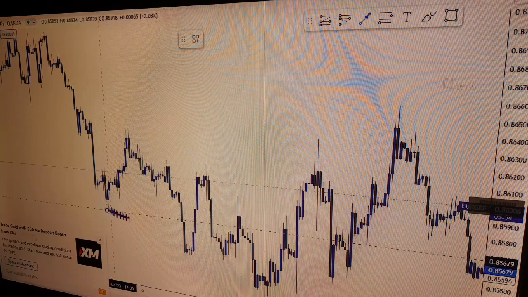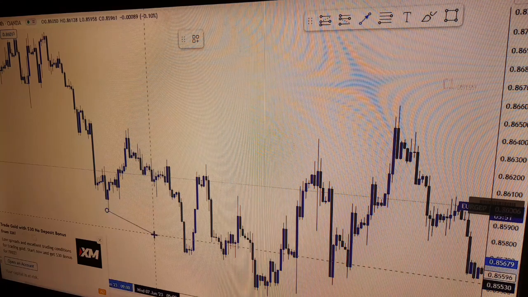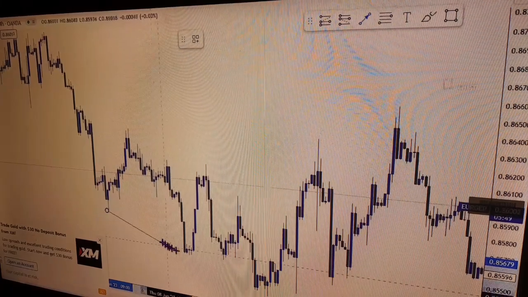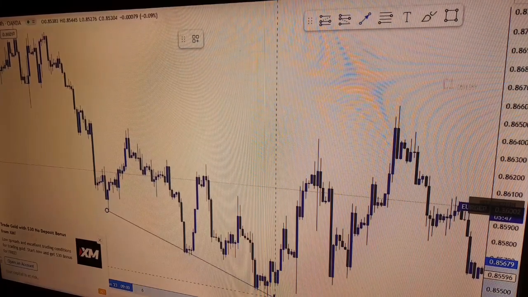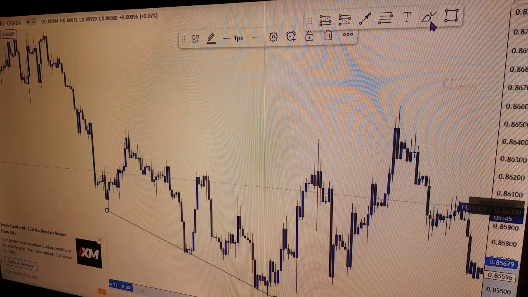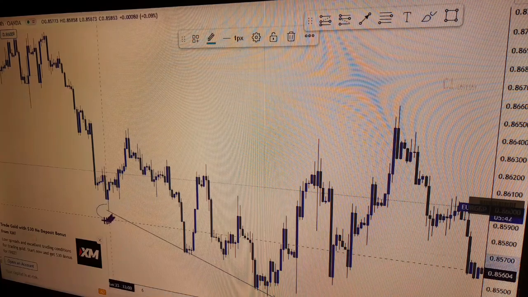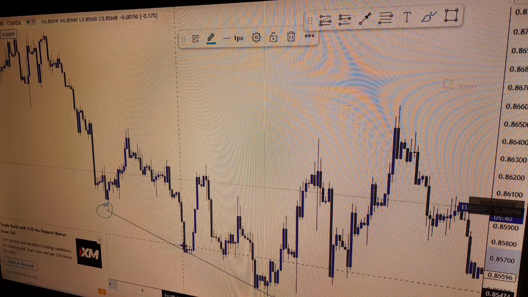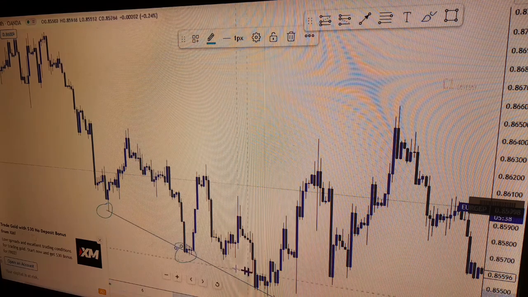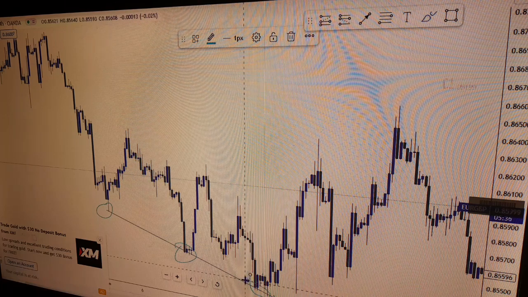So you are going to mark that correction. Remember, we have to have 3 touches. So this is our first, our second, and also our third touch. Let me mark them like this. This is our first, this is our second, this is our third touch, right?